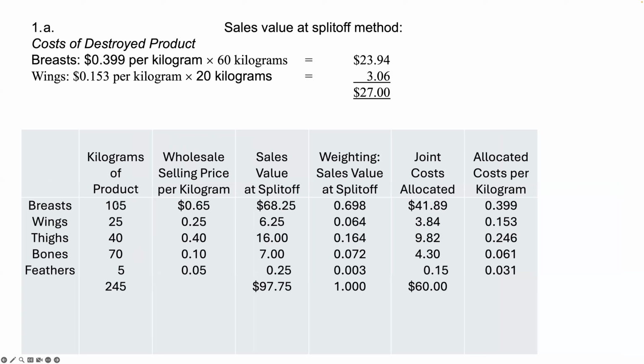So the information in these two columns is given from the question. You know the weights for each part, and you also know the selling price per kilogram. So I'm going to use multiplication, and this will tell me the sales value at the split-off point. I'm just calculating this column by multiplying these two columns.